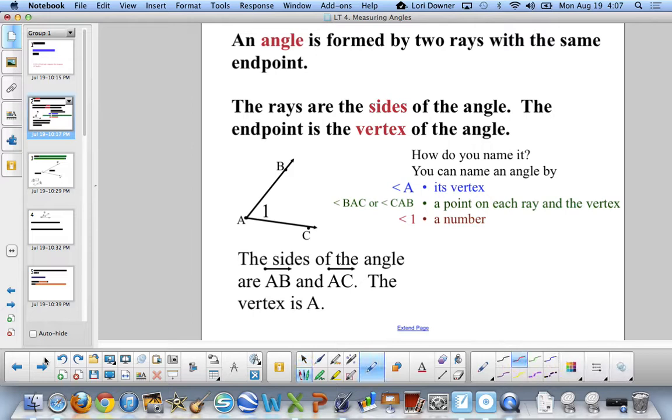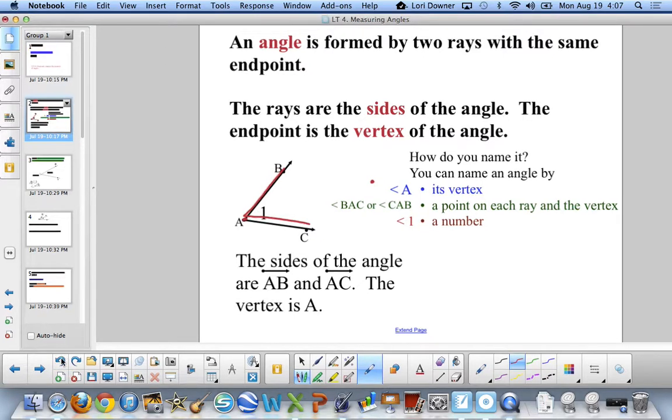See here in blue, we can name it with the vertex A, point A. We could also name it as BAC, or CAB. Notice the three letters. The three letters help us to designate where the angle is. We could also put a number inside and call it by number, like angle 1. The sides of the angle are ray AB and ray AC. The vertex is A.